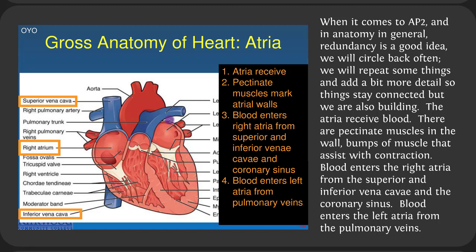That's how blood gets back to the right atrium from the heart itself. Blood enters the left atrium from the pulmonary veins, the 4 pulmonary veins. So again, here, they look like they're going into the right atrium, but they're passing behind the heart and going into the left atrium.